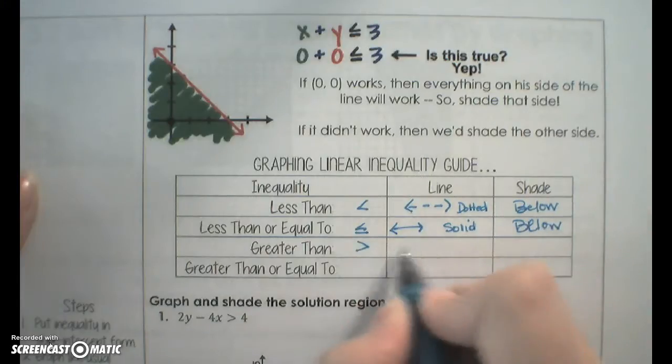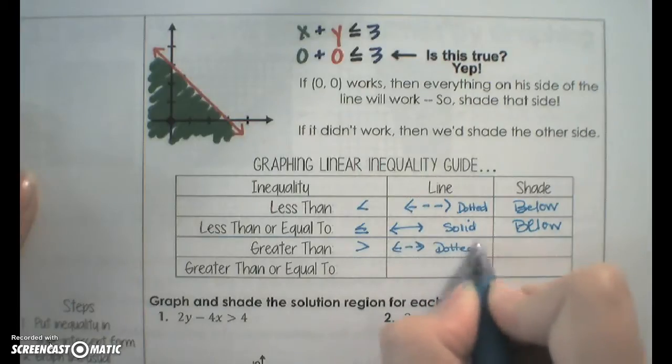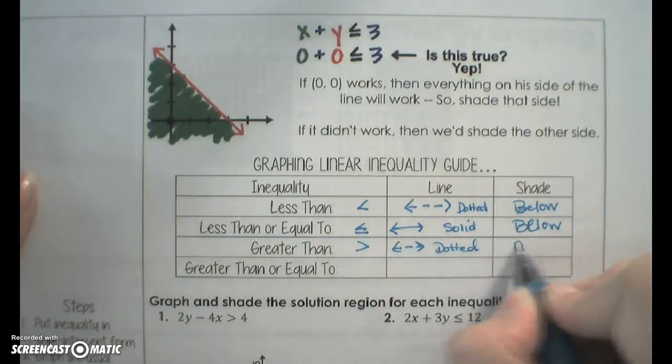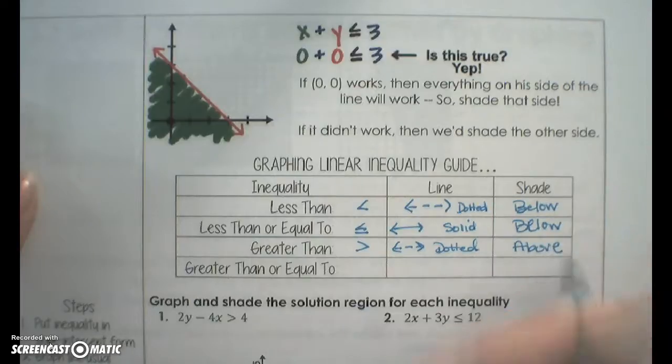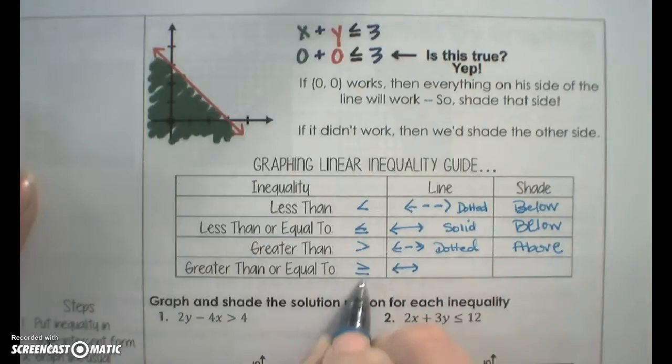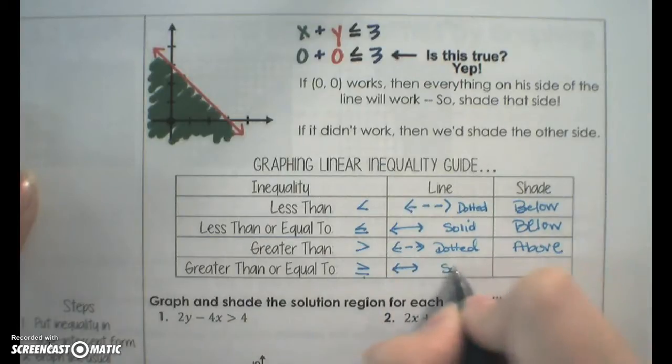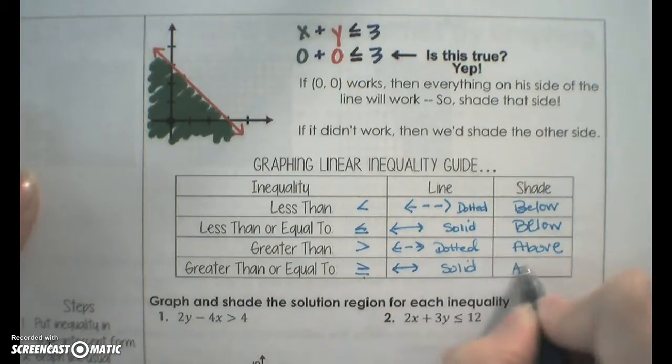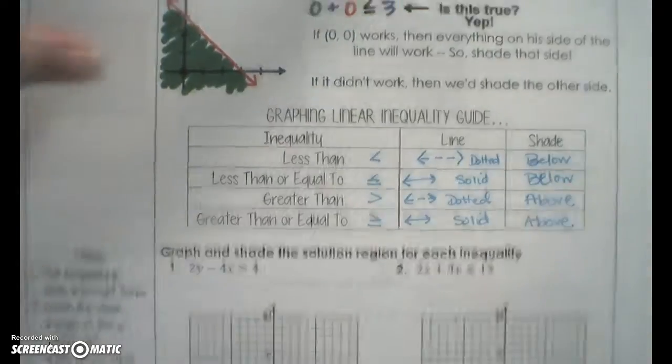Greater than would be dotted. But this time, greater than is going to be shading above that line. And greater than or equal to, solid, because of or equal to. And we're still shading above because we're greater than or equal to. All right, so let's go ahead and try a couple of these.